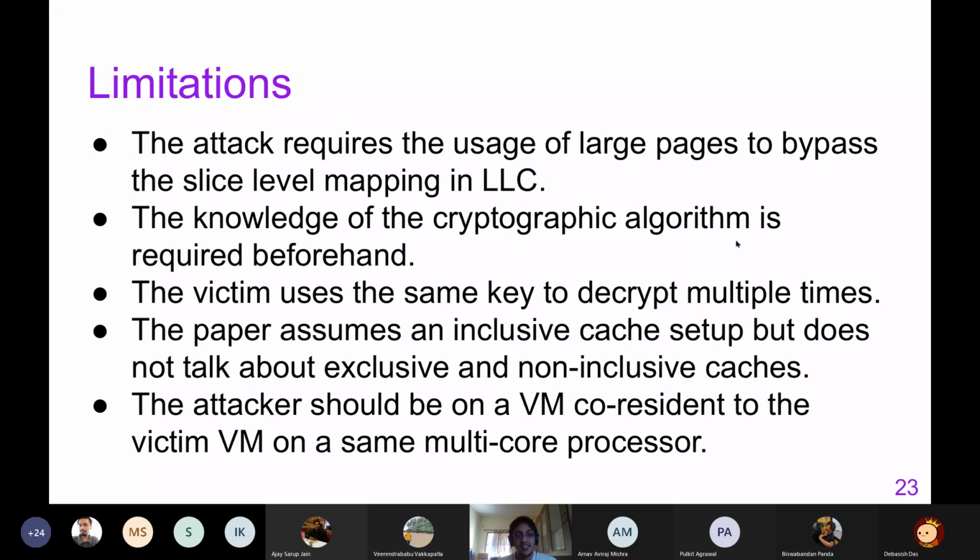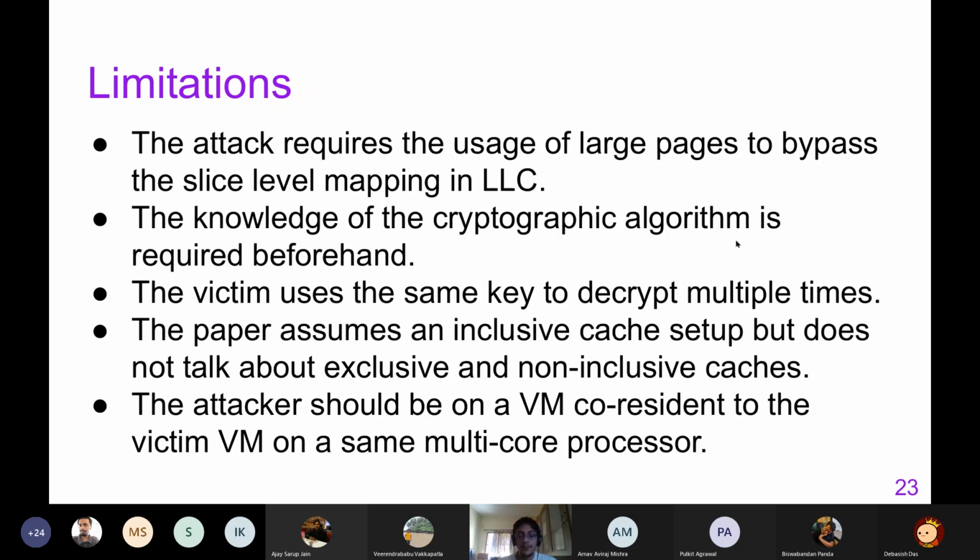This is the last slide. So, limitations of the attack. First of all, as I mentioned before about the large pages, this attack depends on usage of large pages to bypass the slicing of LLC. Also, to perform that initial understanding of which lines correspond to which multiplier, which we had done before, we need knowledge of the cryptographic algorithm to perform an attack.